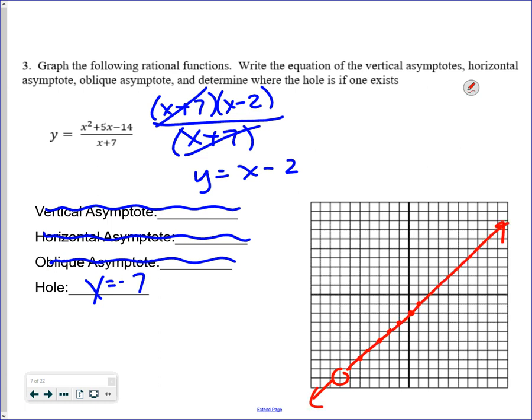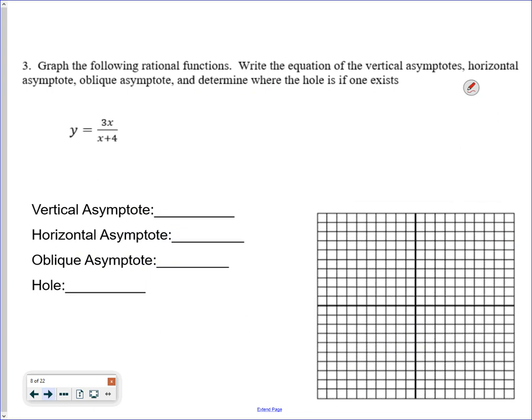So again, because this was no longer a fraction, it no longer has asymptotes. It's merely a line, in this case, that has a hole in it. The next one, vertical asymptote when x equals -4.